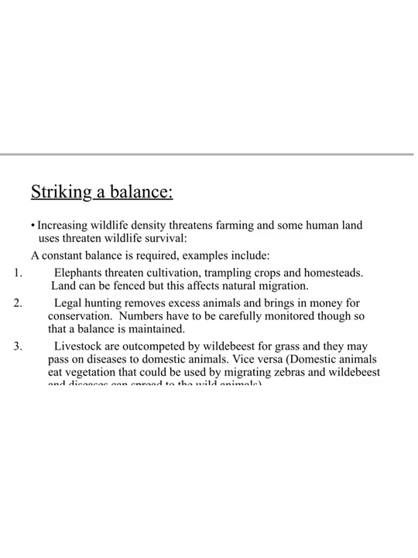Examples include elephants that threaten cultivation, trampling crops and homesteads. They venture outside the reserve and see crops as easy food. The Masai can fence their land, but then this affects the natural migration of many animals.